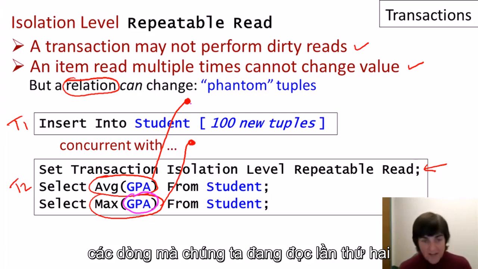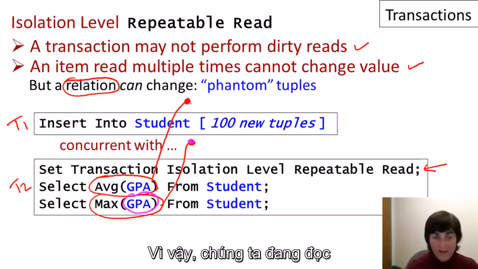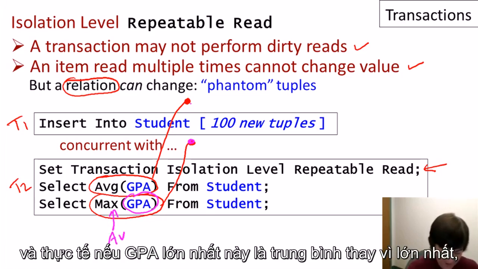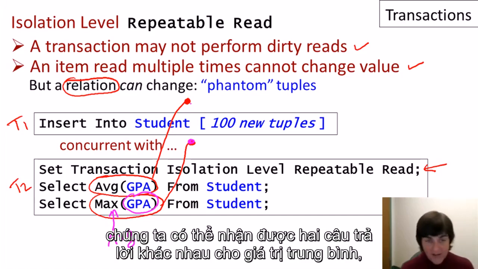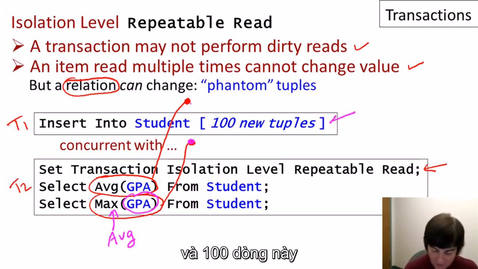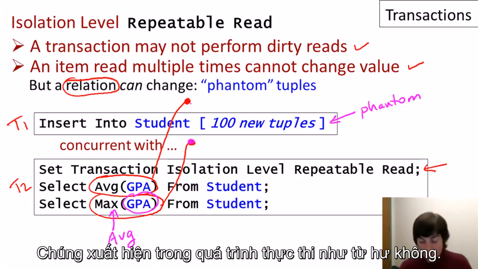So the justification behind that is pretty much that when we do the second read of the GPA, the tuples that we're reading for a second time do still have the same value. So we are reading, though, some new tuples that were inserted, and in fact, if this max were an average instead of max, we might get two different answers for the average, even with repeatable read as the isolation level. But that's what it allows, and these 100 new tuples here are what are known as the phantom tuples. They sort of emerge during execution out of nowhere.